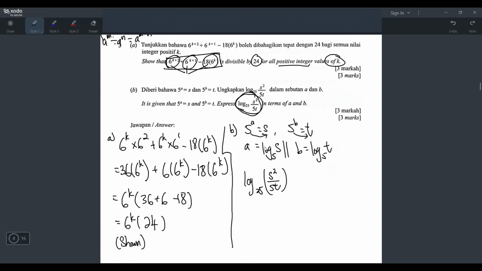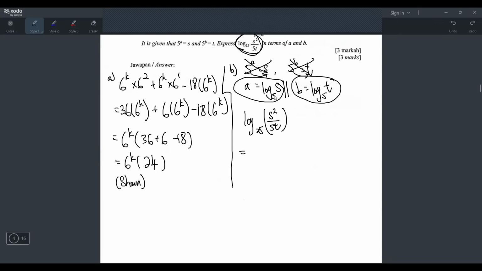If you look at the information, now I will not look at these two already. I will only focus on this and this, right? Because my question has log, of course I have to look at the information that has log. So how to do? Very simple. First thing is to check the base. Whenever we do indices log questions, we always need the same base. If it's not the same base, you cannot continue. The information has log base 5, but the question is log base 25. So straight away you cannot continue because the base is not the same. So the first step should be changing base.